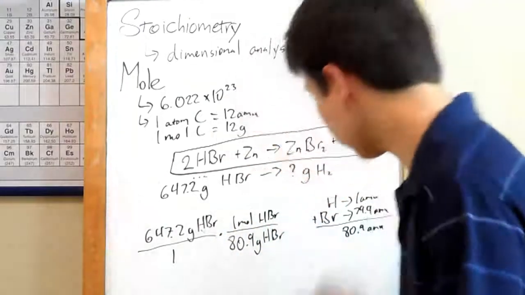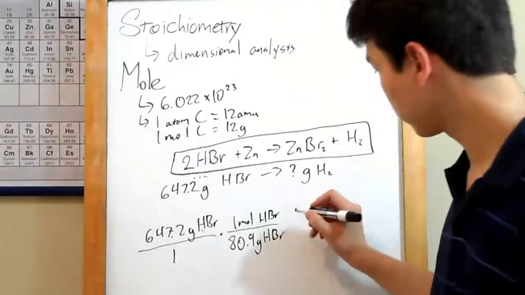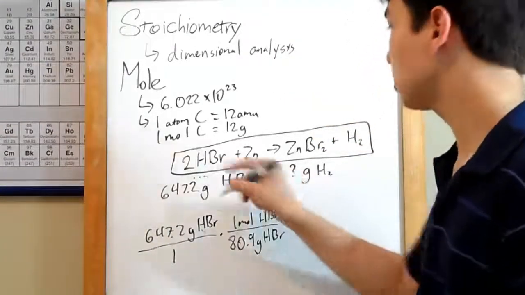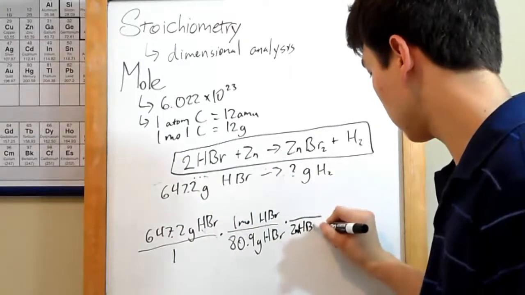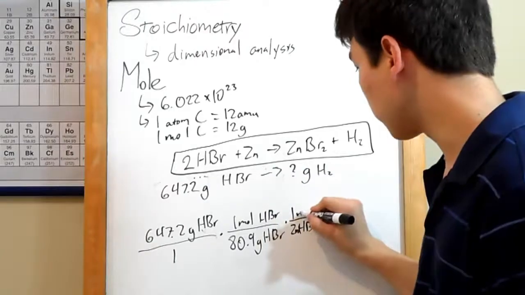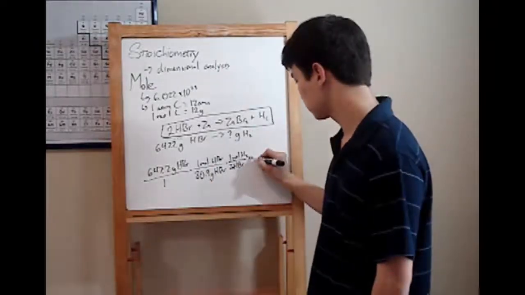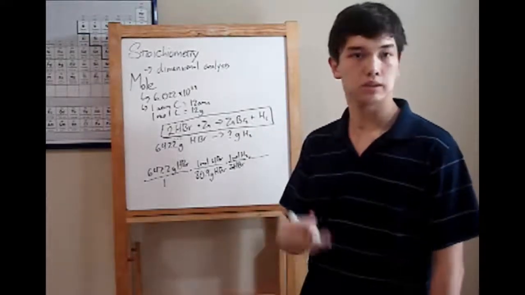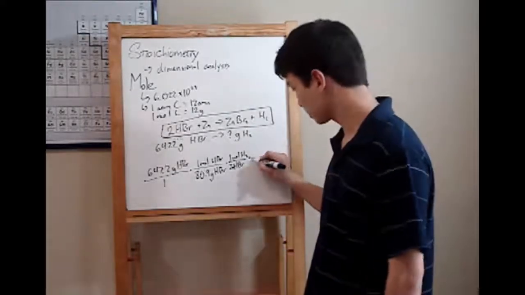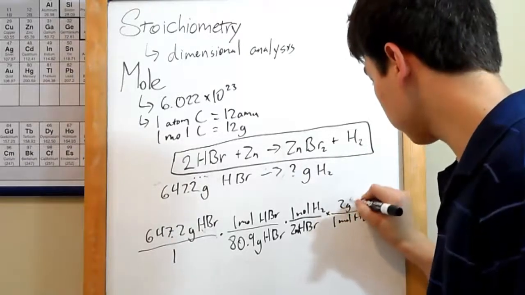So now we're in familiar territory. We just convert moles of HBr to moles of H2. We know that 2 moles of HBr is the same as 1 mole of H2. But lastly, remember, answer in grams. So let's look that up on the table. We know that H is 1 AMU, so 2 H's is 2 AMU. So we know that a mole of H2 will weigh 2 grams.